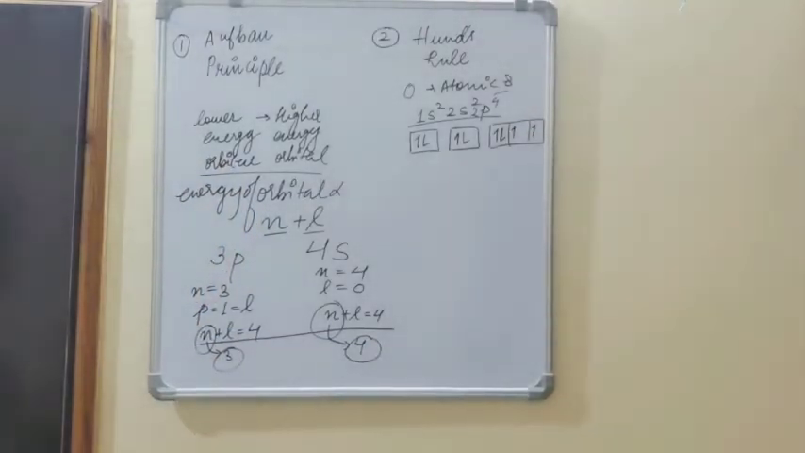On the basis of Hund's rule, all electrons in singly filled orbitals have the same spin. Means whichever electrons fill singly filled orbitals, their spin will remain the same.